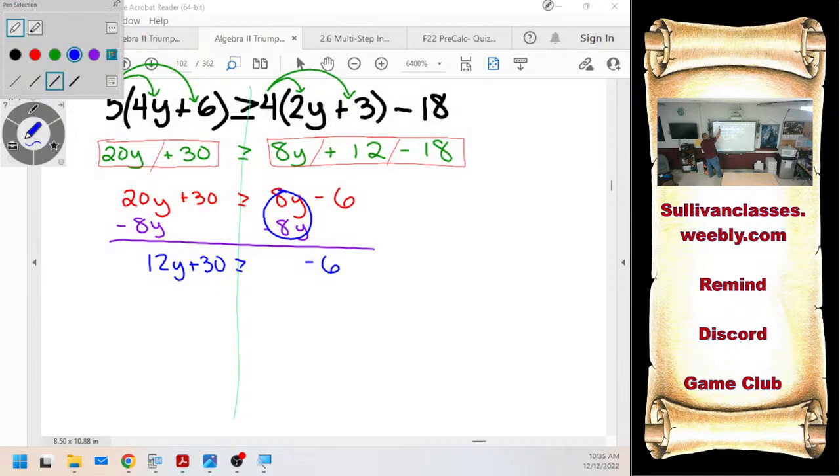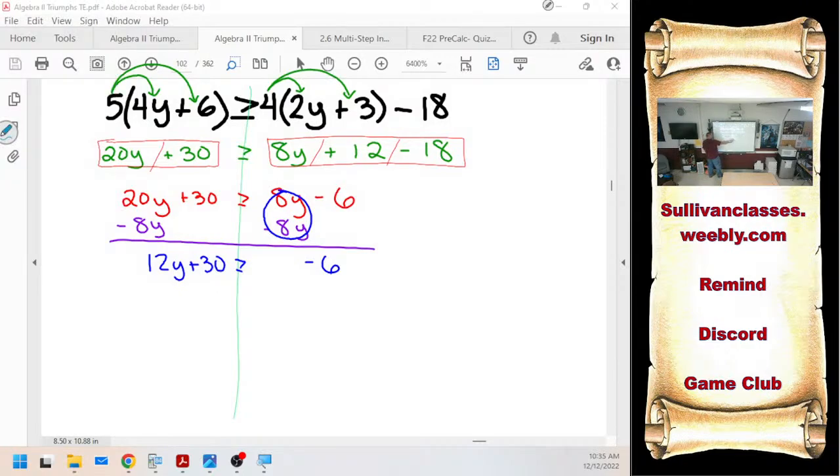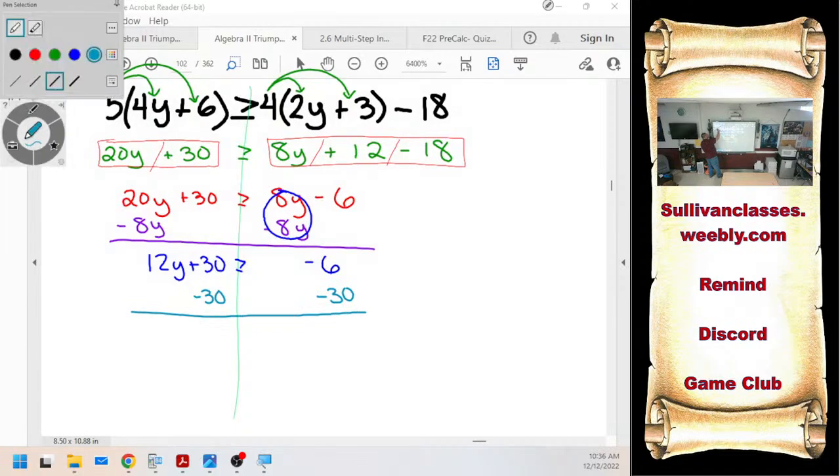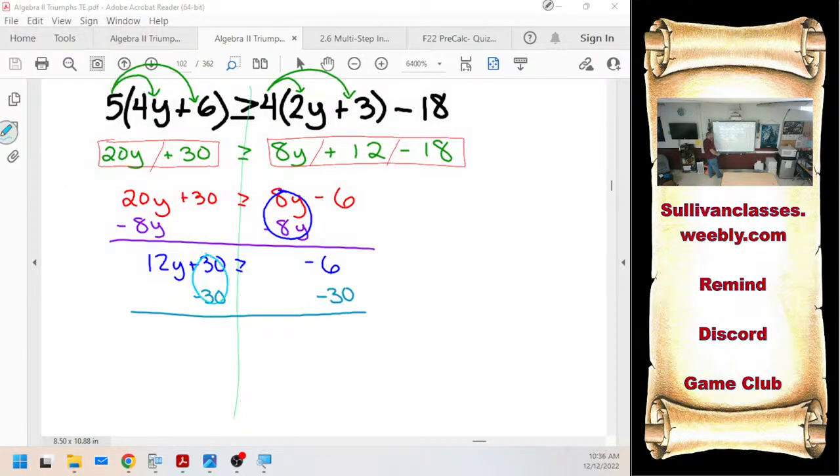I play the Who's Lonely game. -6 all by himself over there. So I'm going to bring him a date. Subtract 30 from both sides. Show that 30 minus 30 is 0. 12y greater than or equal to a negative 36.